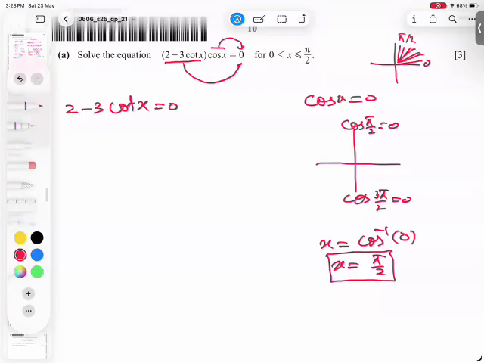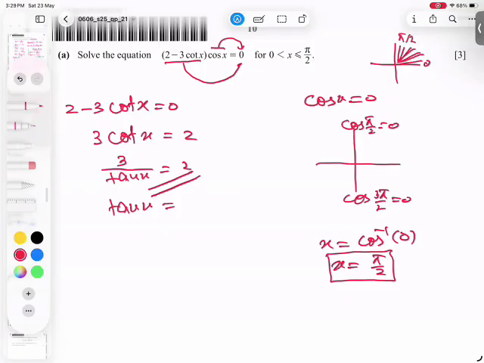Now, students, we go for the next part. We can say 3 cot x is equal to 2, or 3 over tan x, because cot is 1 by tan, is equal to 2. Cross multiply, 2 tan x is equal to 3. So it means tan x equals 3 over 2.